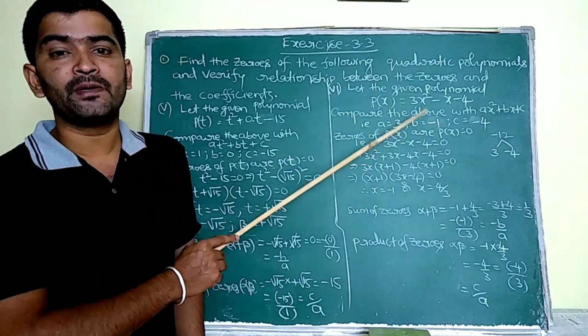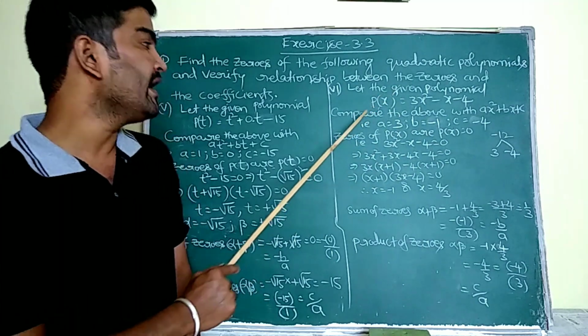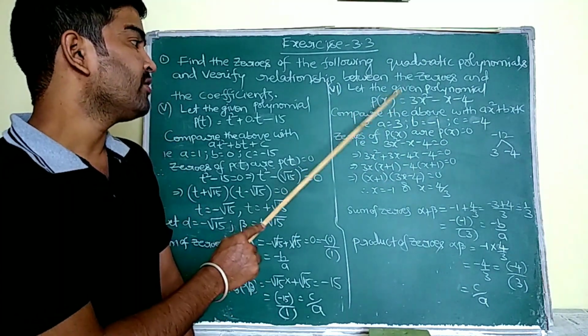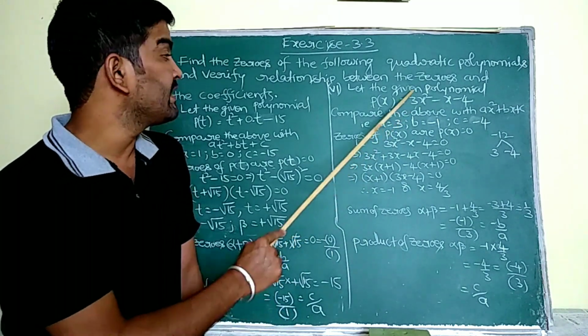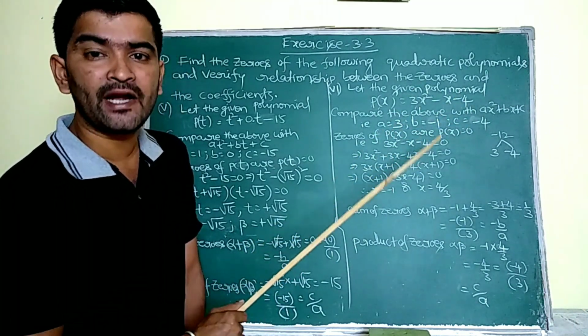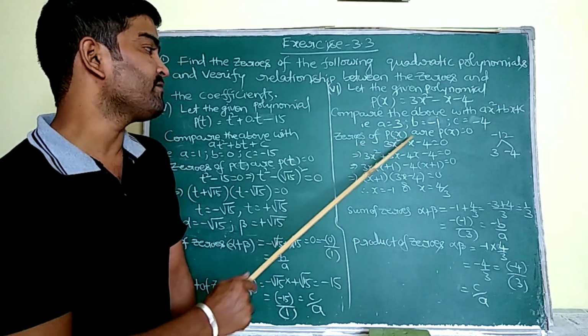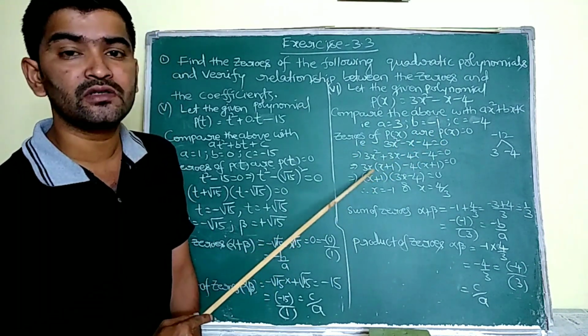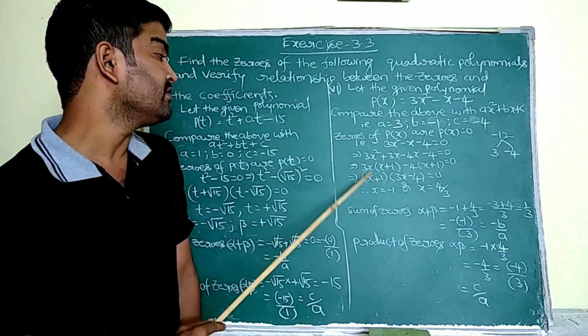Let the given polynomial p of x is equal to 3x square minus x minus 4. I have to compare the above polynomial with ax square plus bx plus c. Here a is equal to 3 and b is equal to minus 1 and c is equal to minus 4. Now I have to find its zeros. Zeros of p of x are p of x is equal to 0. That is, 3x square minus x minus 4 is equal to 0.